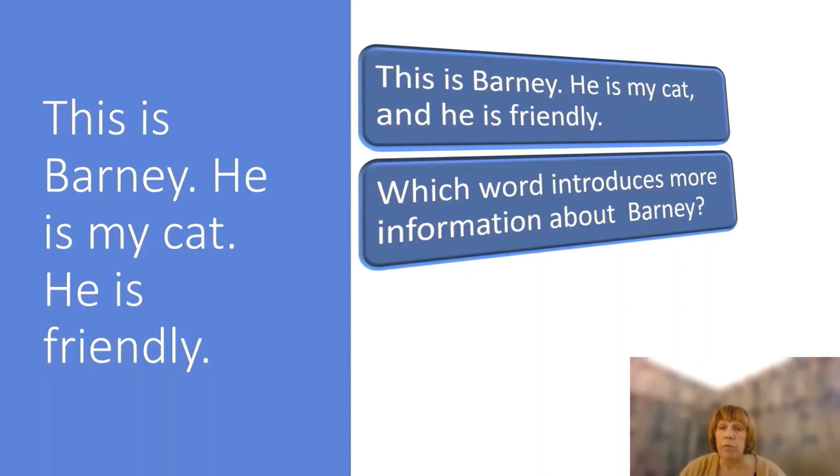So first we look at the information, he's a cat, and then we look at the second bit of information, he's friendly, and which word is in front of that information? Yes, it's the word and. So and is introducing the extra information about Barney.